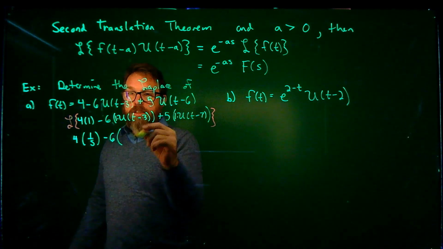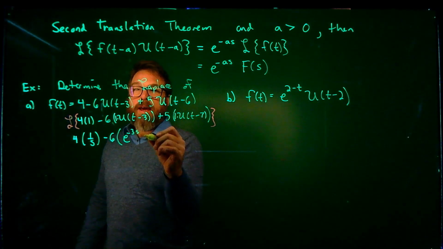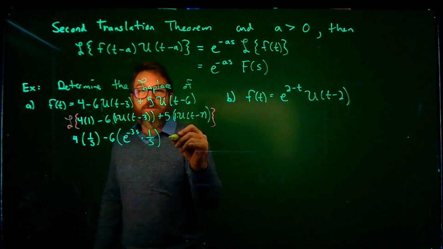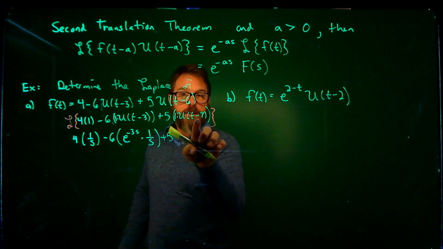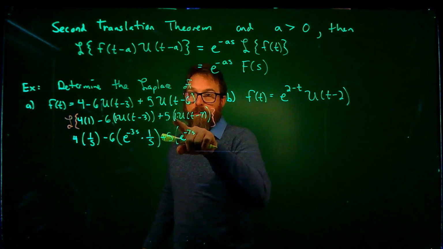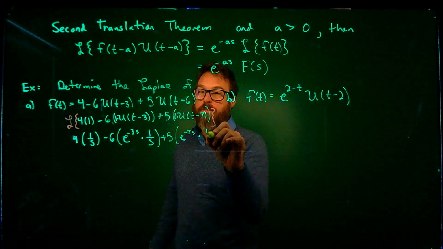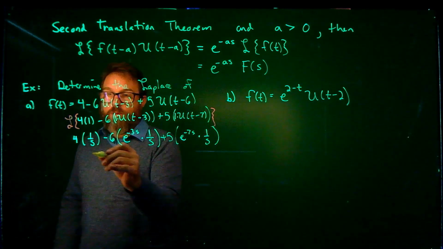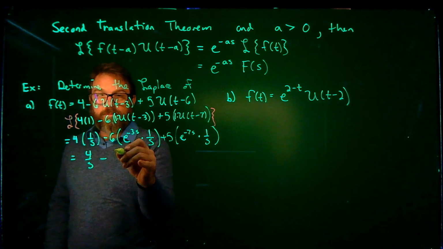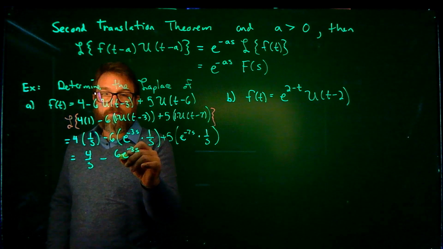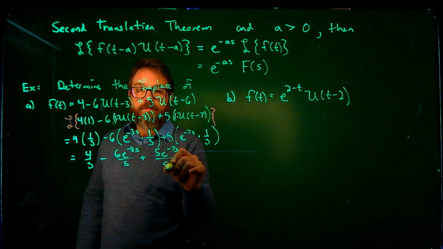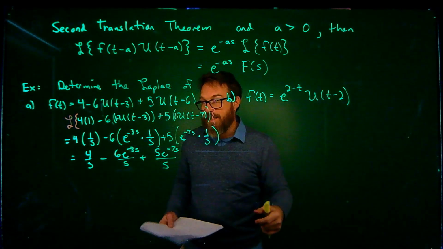So this is going to be e to the minus 3s times the Laplace of 1, which is going to be 1 over s. And then similarly, this is going to be plus 5 times e to the minus 7s times the Laplace of 1, which is going to be 1 over s as well. So what we're going to have when we're done finding the Laplace is going to be this. So Laplace of 1 was easy. It just gave us that 1 over s.